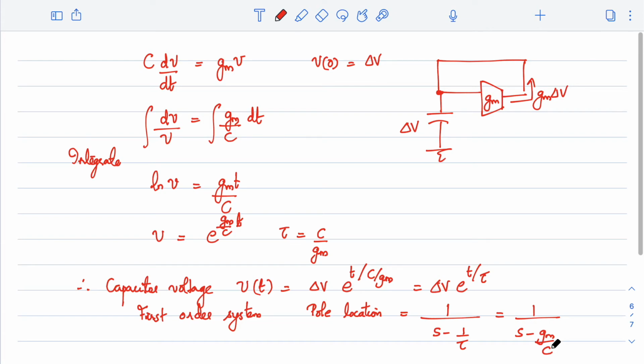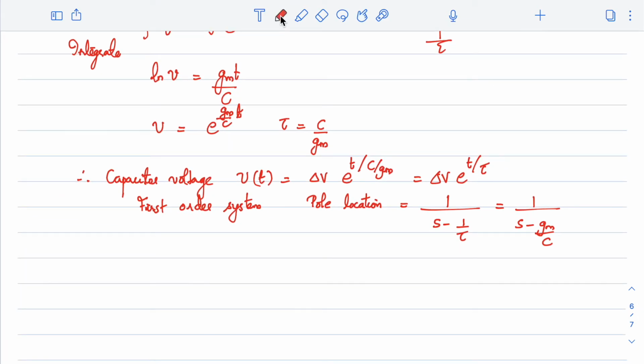Right. So what do you understand from this? If your pole location is at gm by c, what do you understand about the system? Is the pole on the right half plane or the left half plane? Yes. Therefore, the pole is a right half plane pole. So what is the immediate conclusion about the system if you have a right half plane pole? Is the system stable or unstable? Yeah, the system is actually an unstable system.